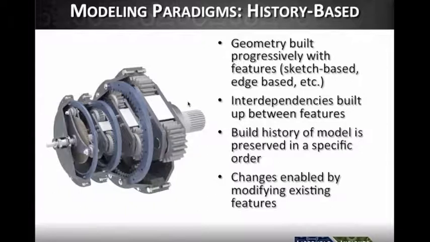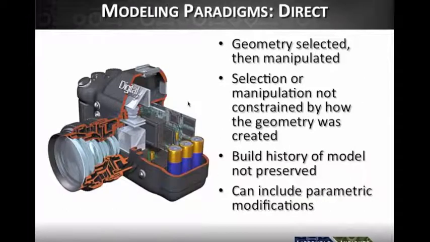Now, changes to that geometry also rely on those initial definitions that were used to create the geometry. And that's an important aspect, especially when we start to compare and contrast it with direct modeling. Let's take a look at that next. With direct modeling, the geometry is either created through operations, very similar to features, but the history is not persisted, or it's not remembered.